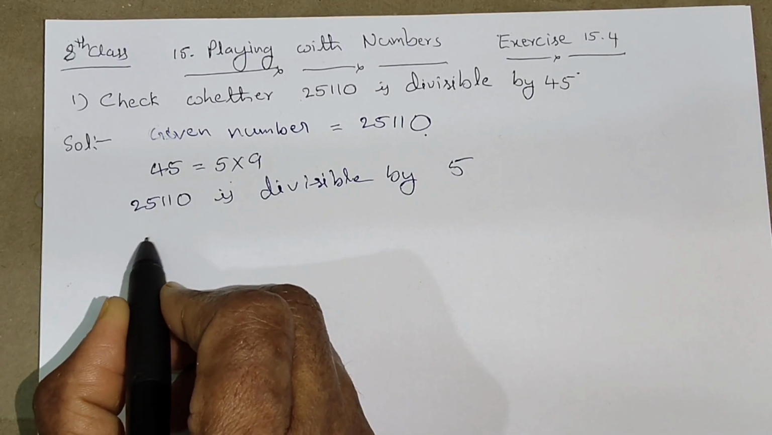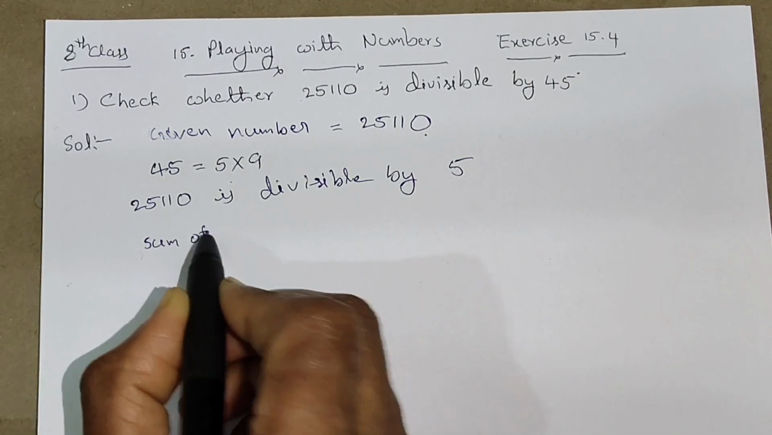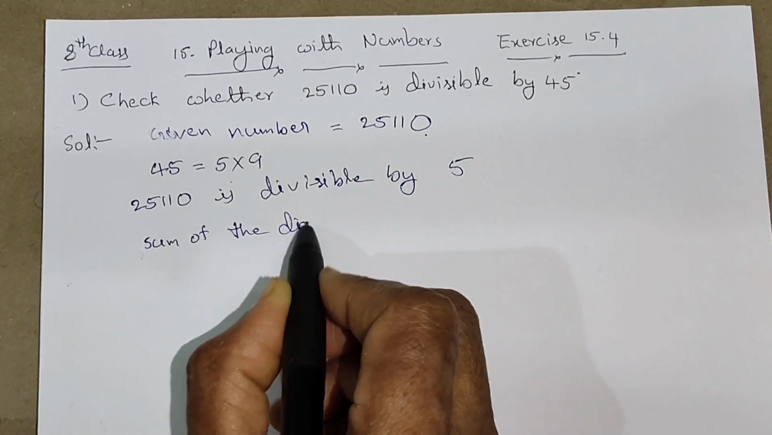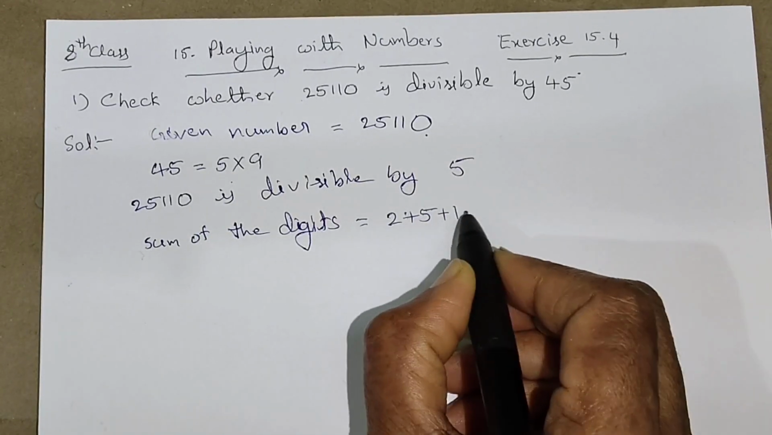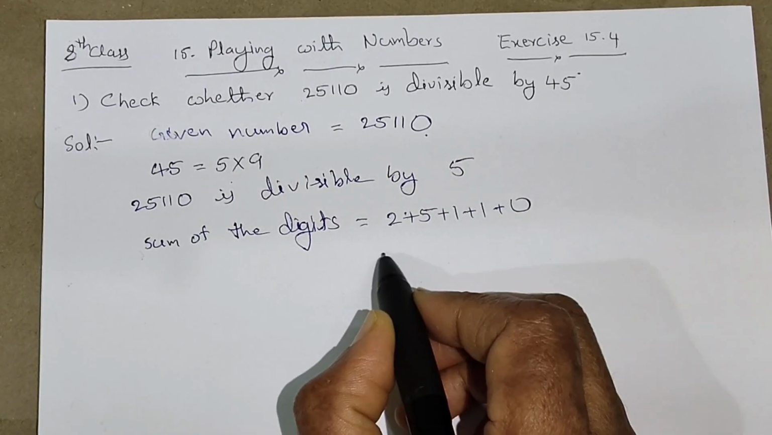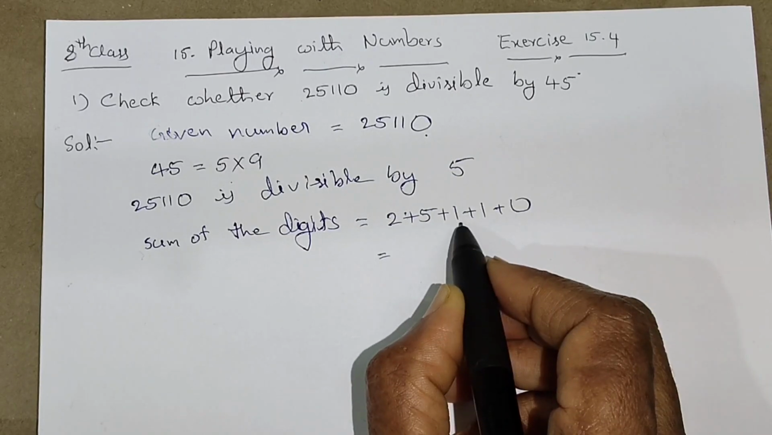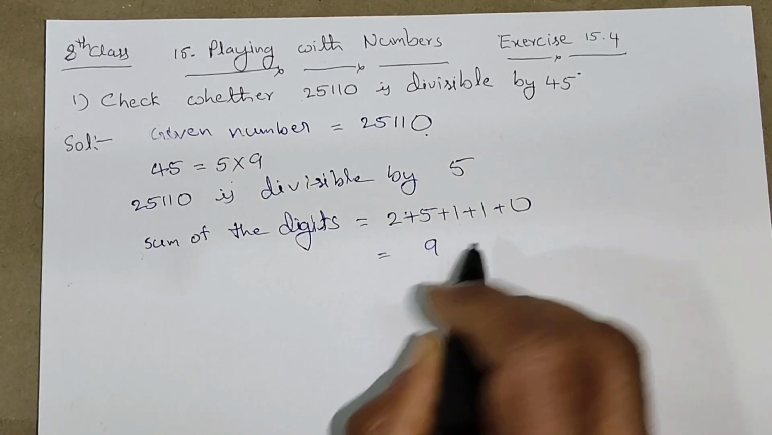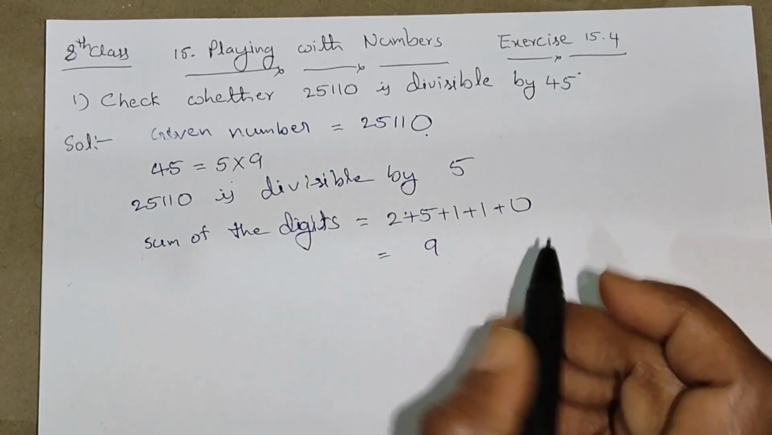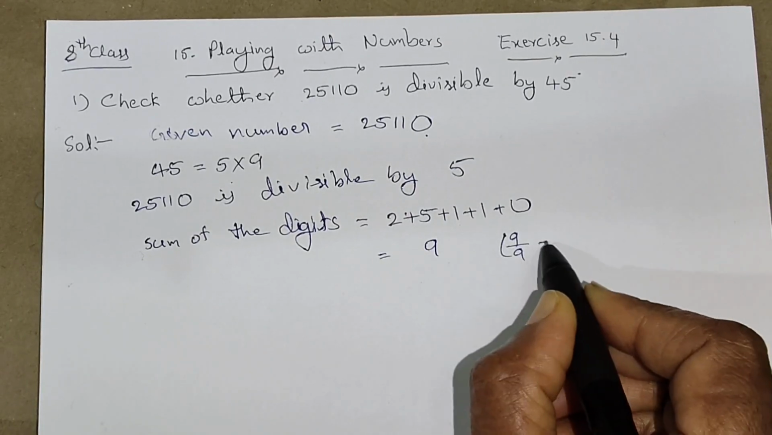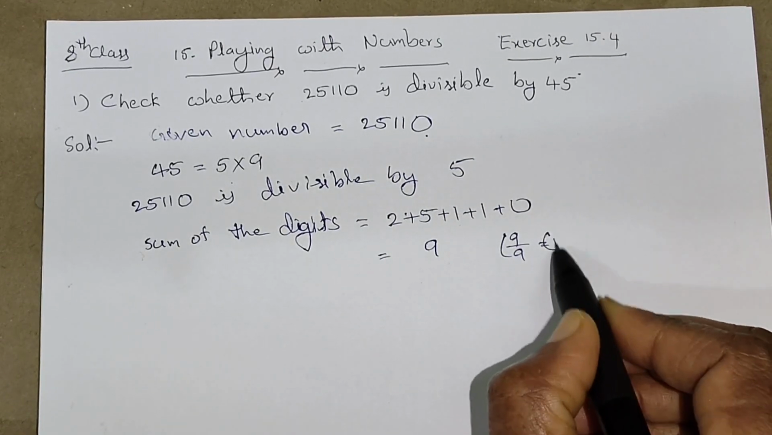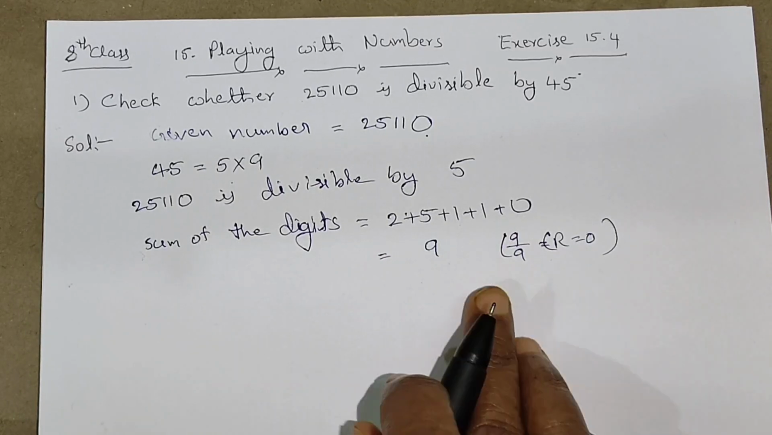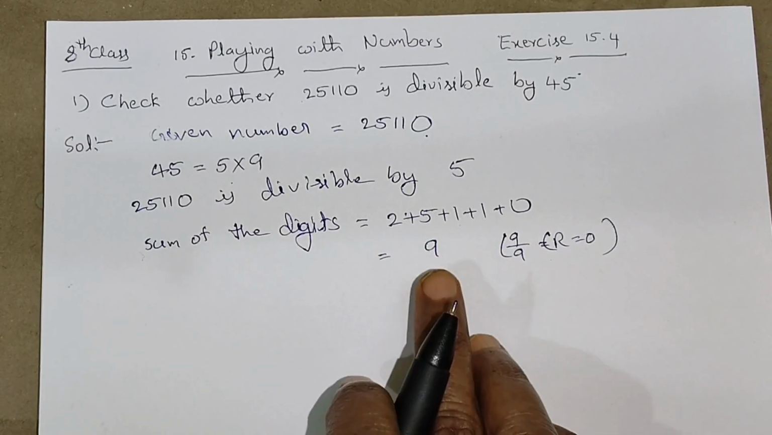9 means the sum of the digits. Sum of the digits is 2 plus 5 plus 1 plus 1 plus 0. So 2 plus 5 is 7, 8, 9. So that is equal to 9. 9 is divisible by 9, because 9 by 9 is 1. So the remainder is equal to 0. So this number is divisible by 9.